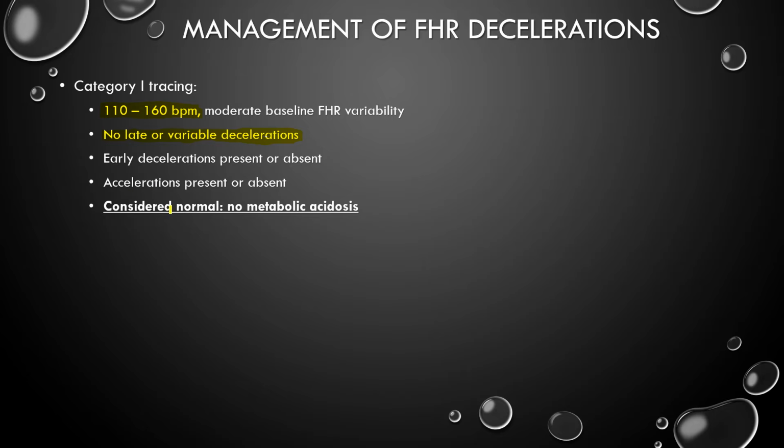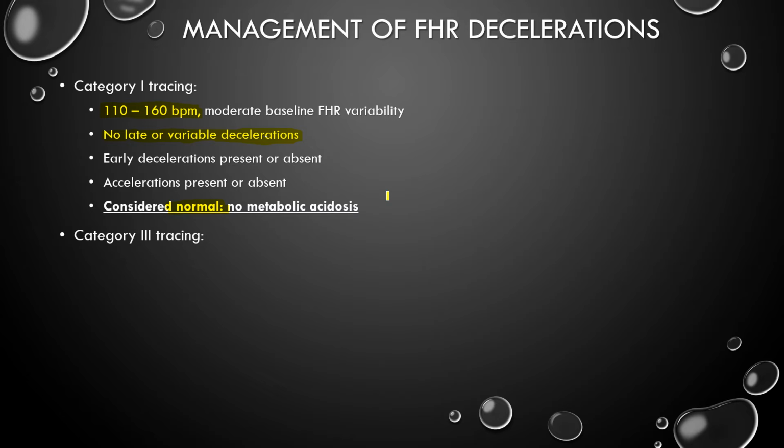So what does this mean? This is normal. No metabolic acidosis or hypoxia. So if you have a Category 1 tracing with these criteria met, this is a normal tracing and you have no problems with the fetus and you can keep on monitoring and not have to do any kind of intervention.